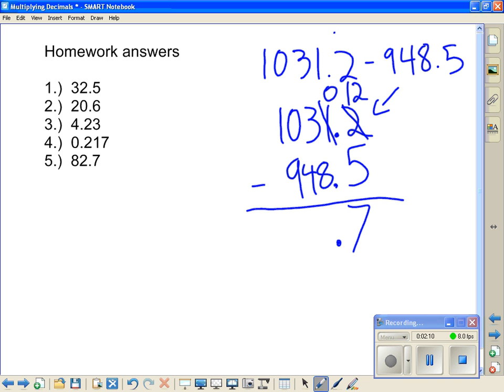Now, on to here. 0 minus 8. Can we do 0 minus 8? No. So we have to do what? Borrow from what number? 3. Okay, so 3 becomes what then? 3 becomes a 2. And the 0 becomes a 10. Okay, so 10 minus 8, can we do that? Yes. That would give us 2.